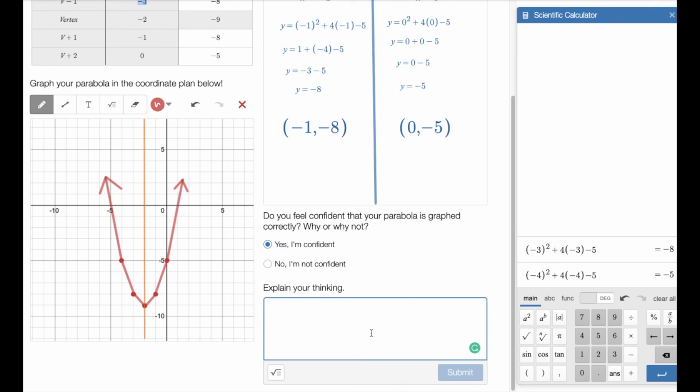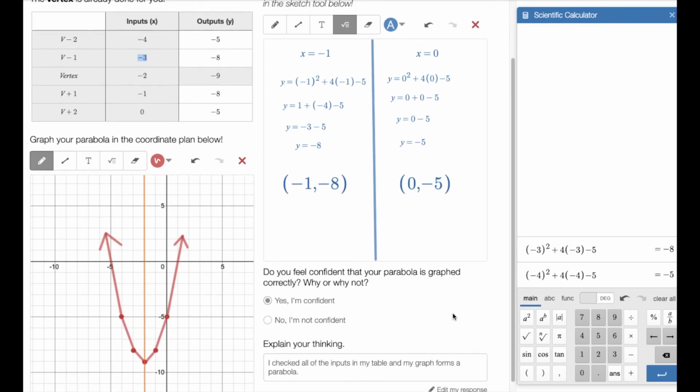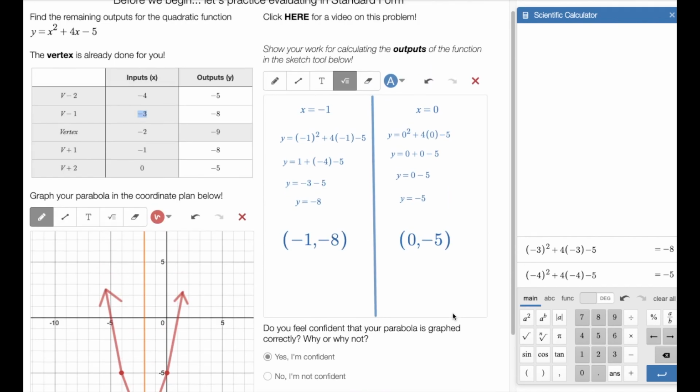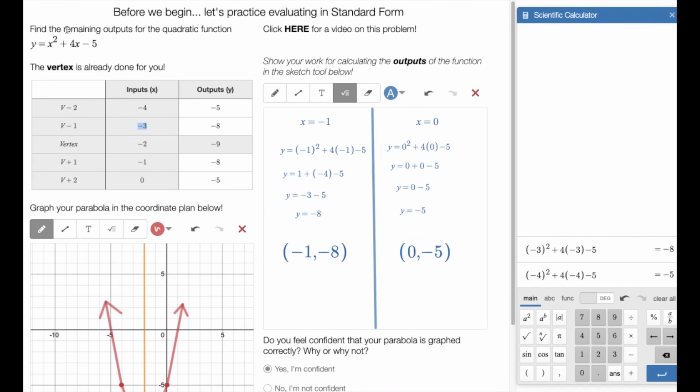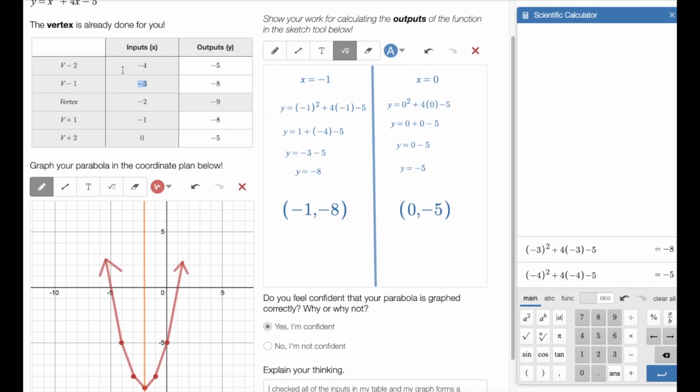And it could be something like, I checked all of the inputs in my table and my graph forms a parabola. You can use whatever type of explanation you need. So that's what it looks like to find outputs in a quadratic that's in standard form.